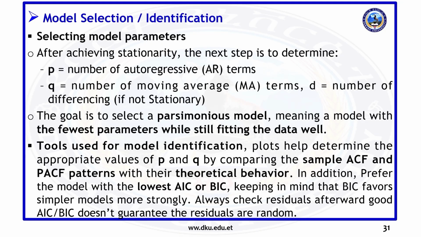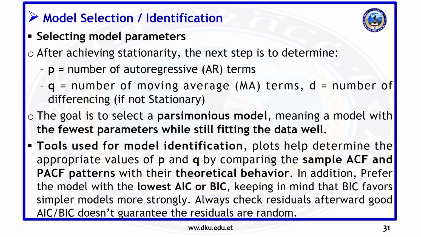After achieving stationarity, the next step is selecting the model parameters. We need to determine p, the number of autoregressive terms or the order of autoregression, q, the number of moving average terms or the order of moving average, and d, the number of differences needed to make the data stationary if it is not stationary.